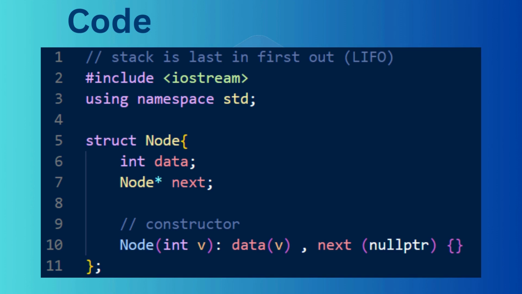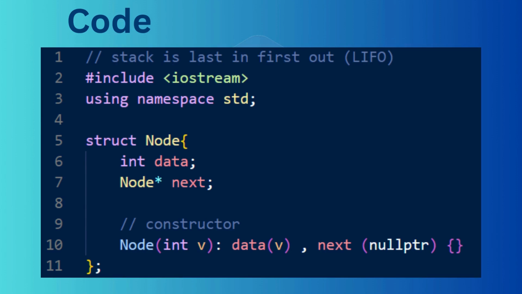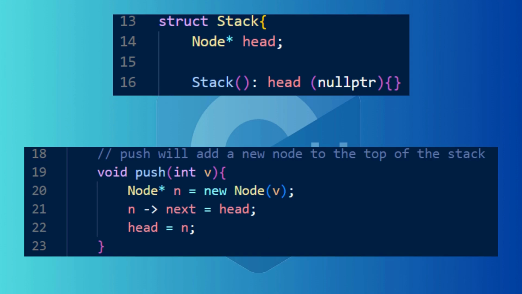So this v value will go to this constructor and be assigned to the data variable, and the next will be nullptr. This is how the constructor works. After that I am assigning the next pointer: the next will go to the head. So the head will be empty, and then we can assign the head to be the n. So the new element will be the top of the stack. This is how it works.